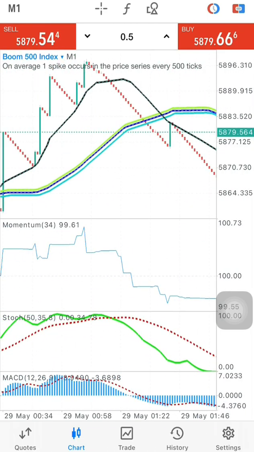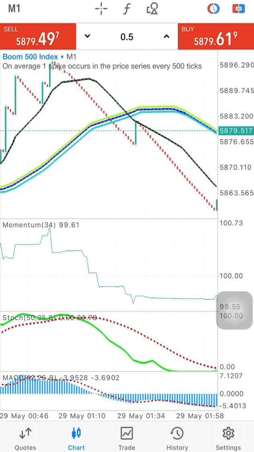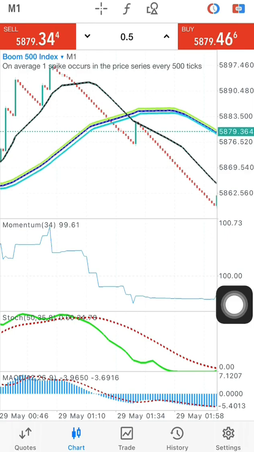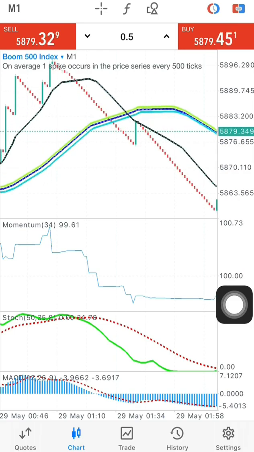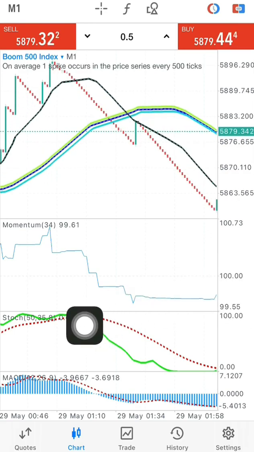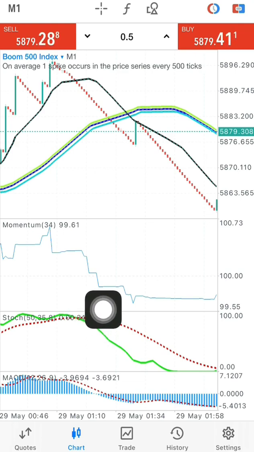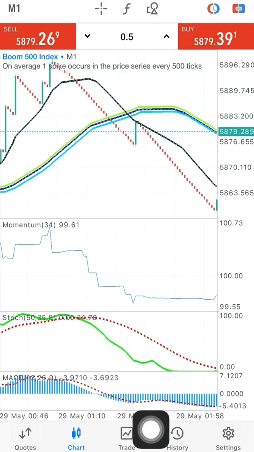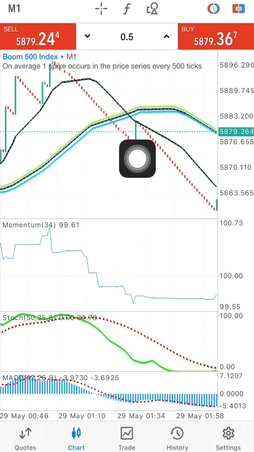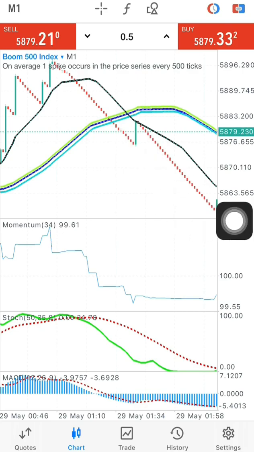You see, this here is another entry. All the moving averages are above the candles. The momentum is below 100. For the stochastic oscillator, we see the crossover at the top here. Then the MACD also faces down and is below 0.00. Then the market sells.